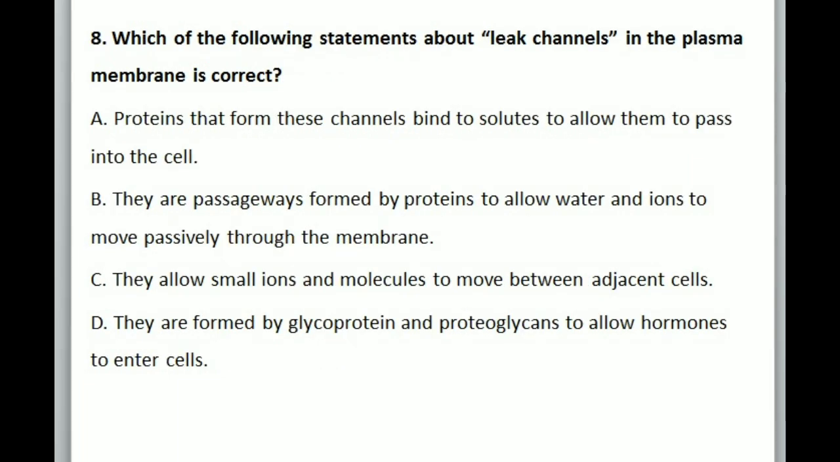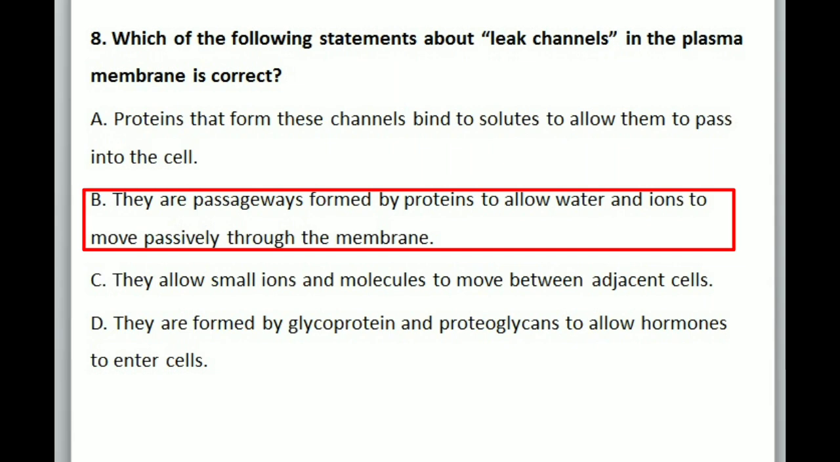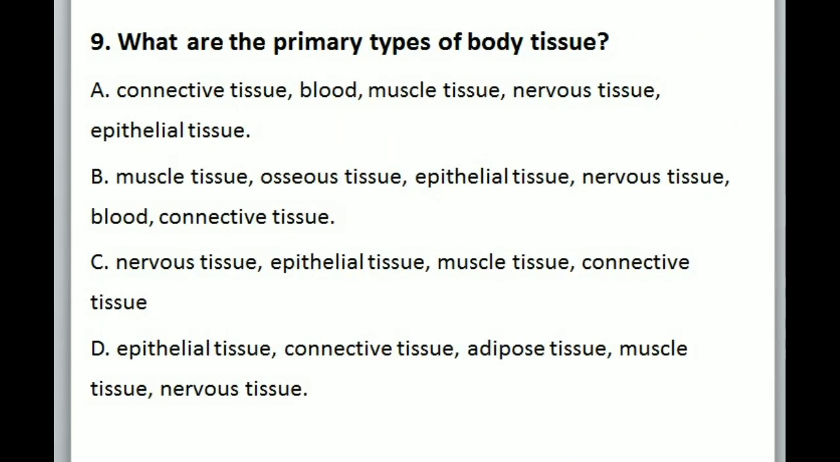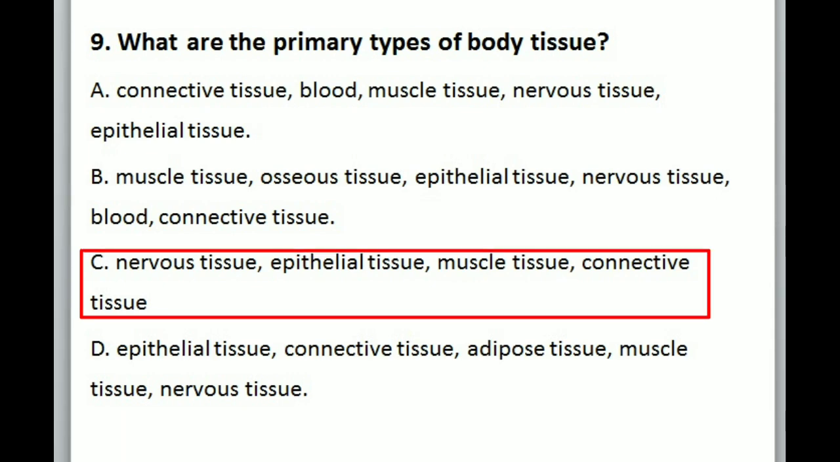8. Which of the following statements about leak channels in the plasma membrane is correct? Answer is B. They are passageways formed by proteins to allow water and ions to move passively through the membrane. 9. What are the primary types of body tissue? Answer is C. Nervous tissue, epithelial tissue, muscle tissue, connective tissue.